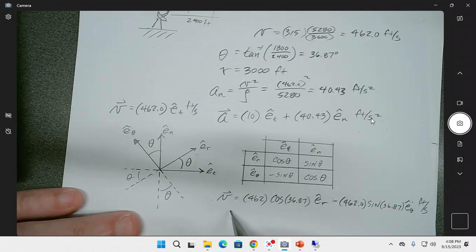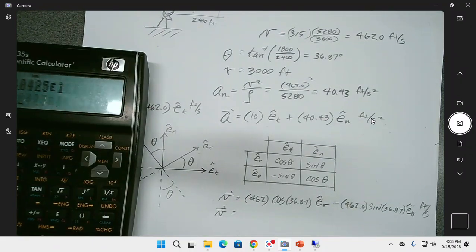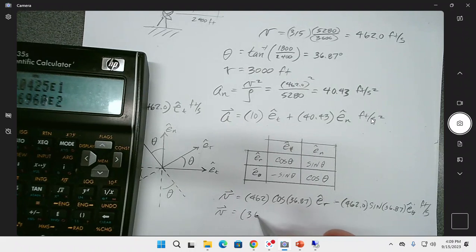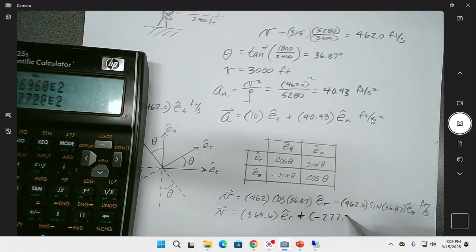And then, so first we'll get V is equal to 462 cosine 36.87 times, which gives 369.6 ER. So that's going to be R dot in our variables of interest. Then 462 sine 36.87 times negative 277.2 E theta feet per second.